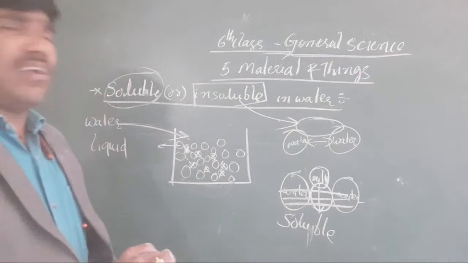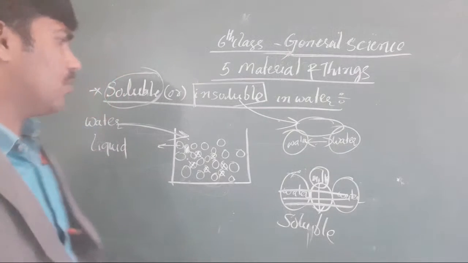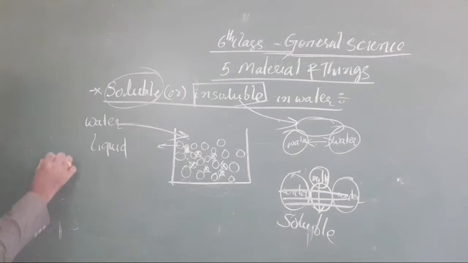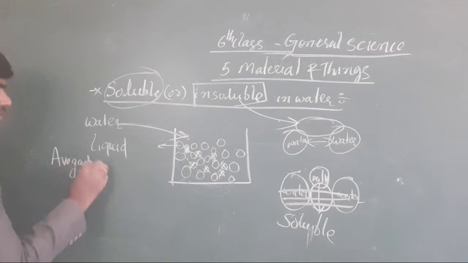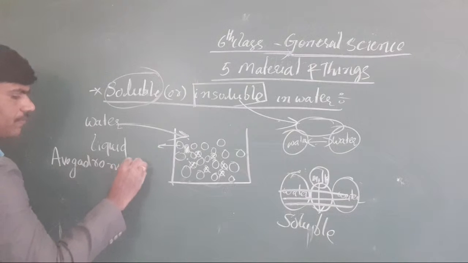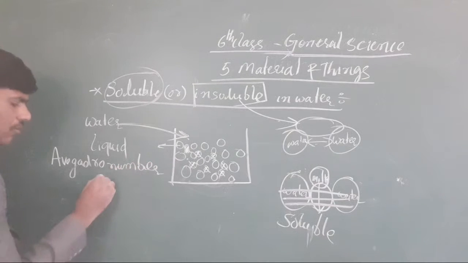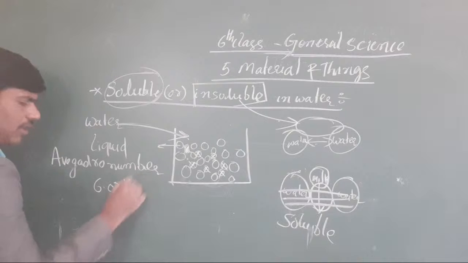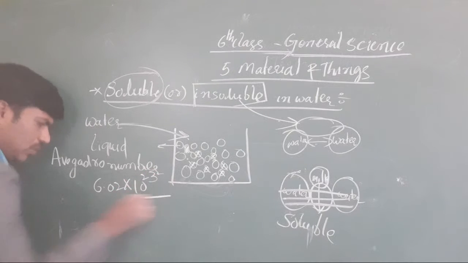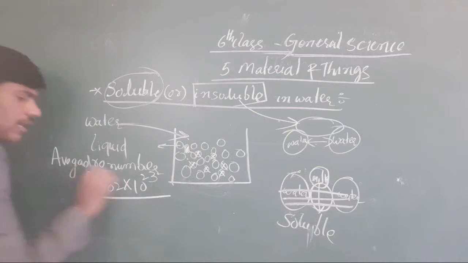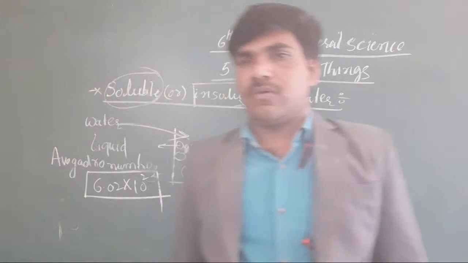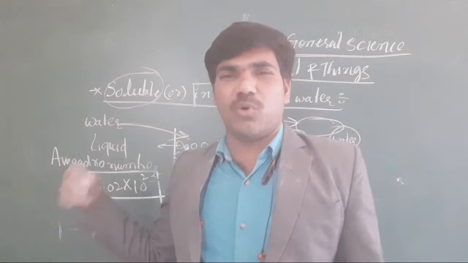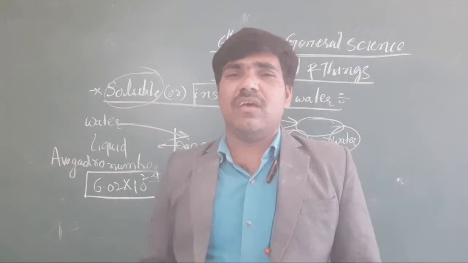Yes, there is one number, which is called the Avogadro number. In your higher classes you will learn about it. The Avogadro number is equal to 6.02 into 10 to the power of 23, for one gram mole of a substance. You may not yet know what a mole is.